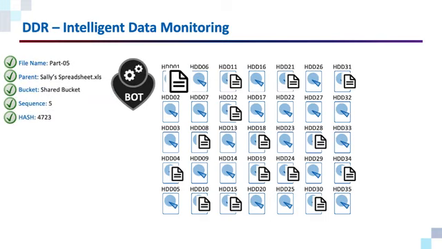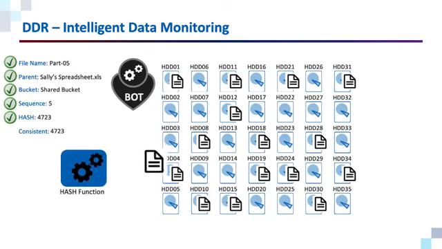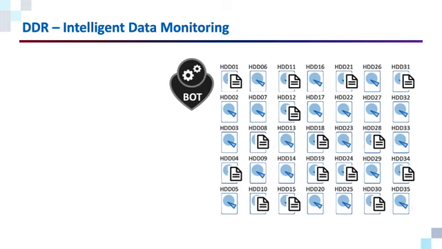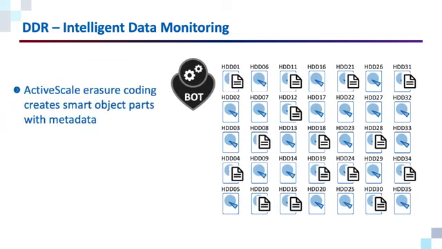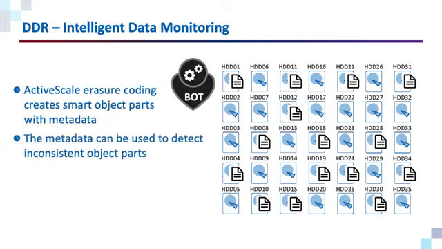But we do one more check. Let's verify the part itself is consistent. Now we know originally that part hashed out to 4723. So we can take the part, run it through a hash function, and confirm consistency. So to wrap up monitoring, ActiveScale's advanced erasure coding creates smart object parts with metadata. The metadata is used to detect inconsistent object parts. And DDR are the out-of-band processes that verify metadata and the data itself are consistent.